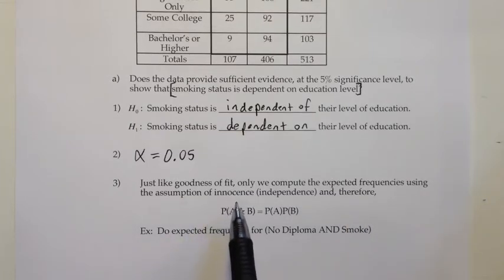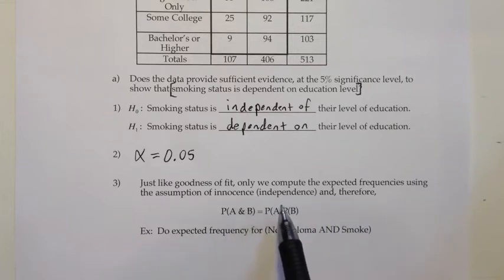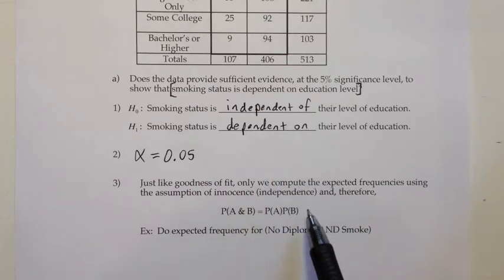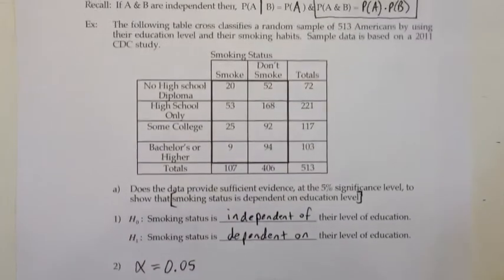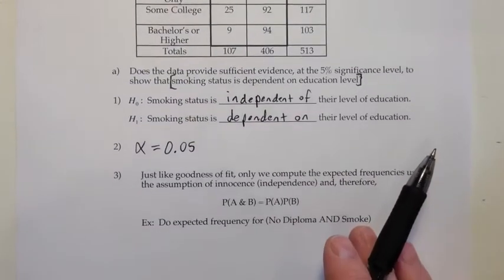So just like a goodness of fit test, only we compute our expected frequencies using the assumption of innocence, or the idea that H0 is true, which would mean that these are independent events, and therefore the probability of A and B is equal to the probability of A times the probability of B, which is this box formula here that only holds true if A and B are independent of each other.